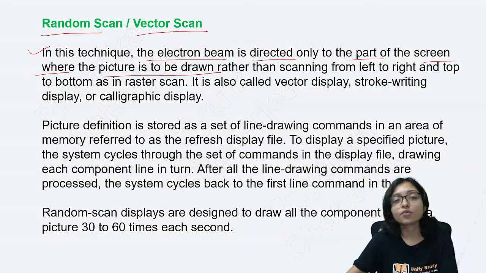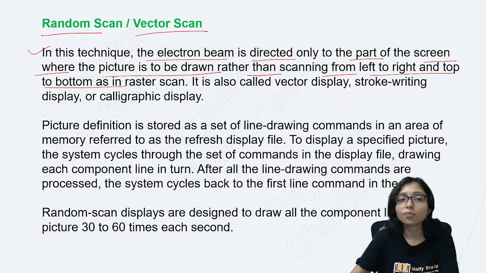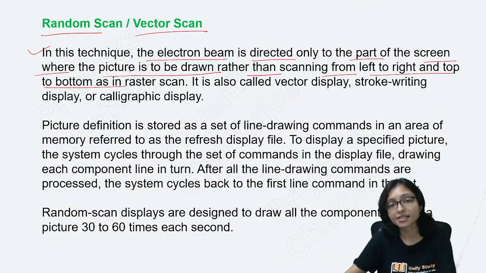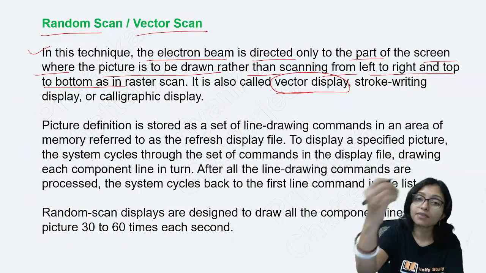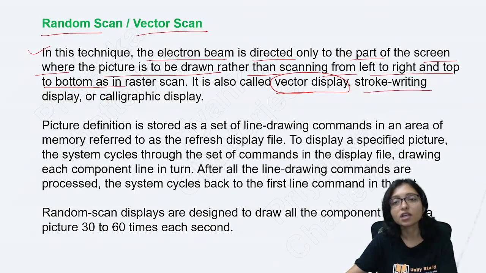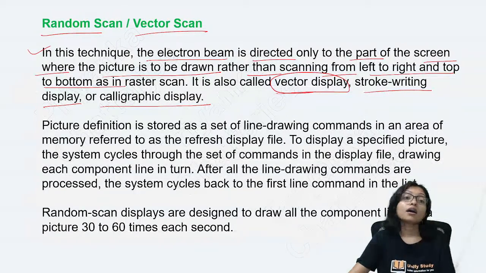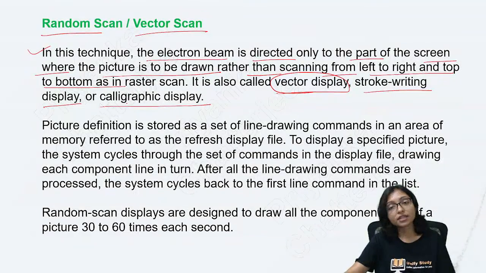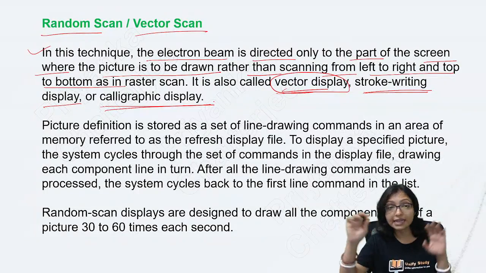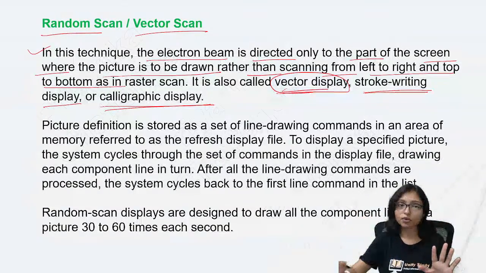So in random scan, where the picture is drawn, there is no scanning from left to right and top to bottom like raster scan. It is called a vector display because vector means the exact value is passed here. It is also called the stroke writing display or the calligraphic display. Calligraphic display. All the names are important. It can come by this name also, or this name also, or this name also. Any name can be there. All the names are important.